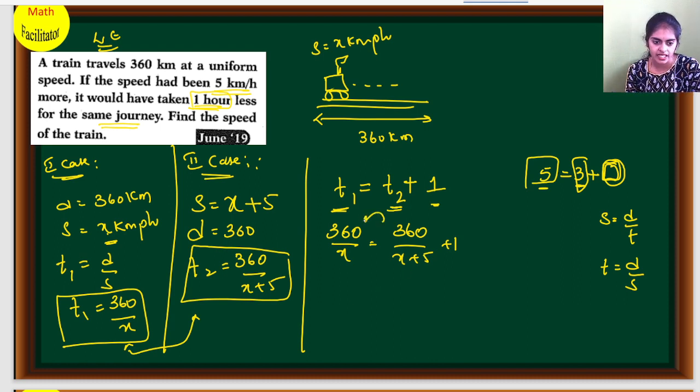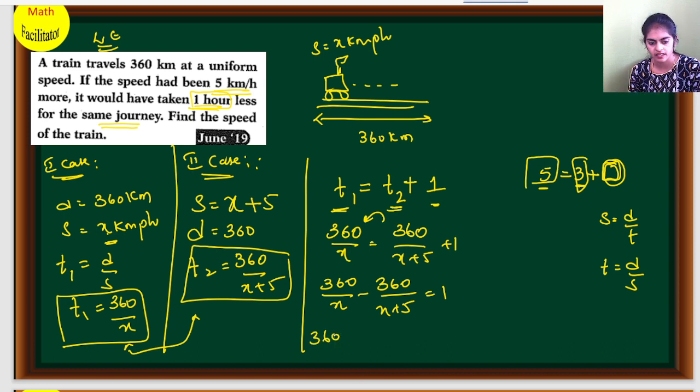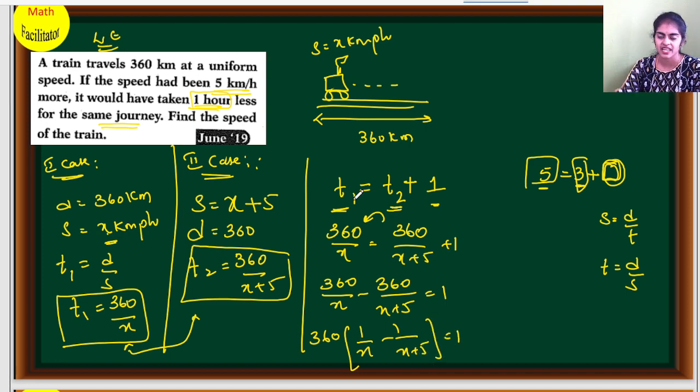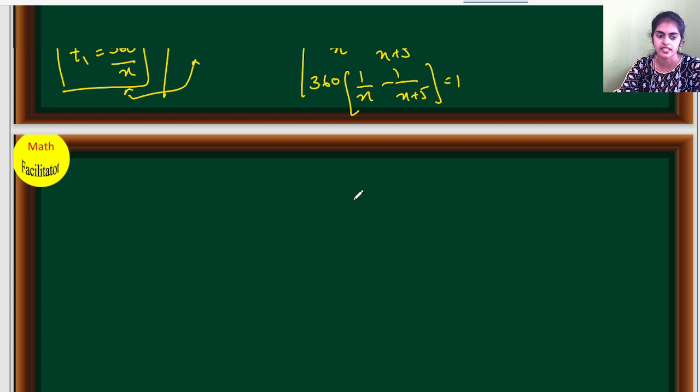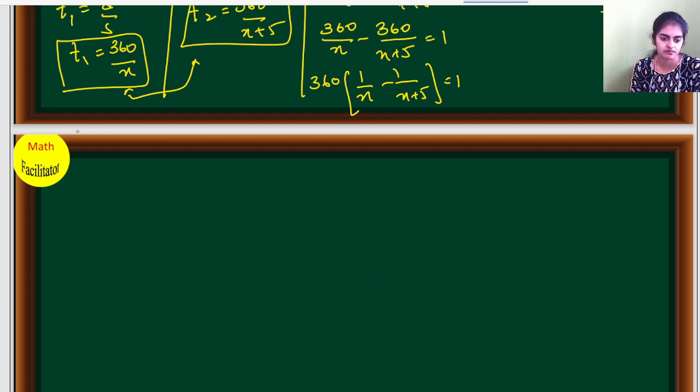Okay. Now take 360, this one, to the other side. So 360 upon x minus 360 upon x plus 5 is 1. So again 360 I can take common from the numerator. So I have 1 by x minus 1 by x plus 5 equals 1. So now we have less time. So the solving part I am expecting you to do. Okay.